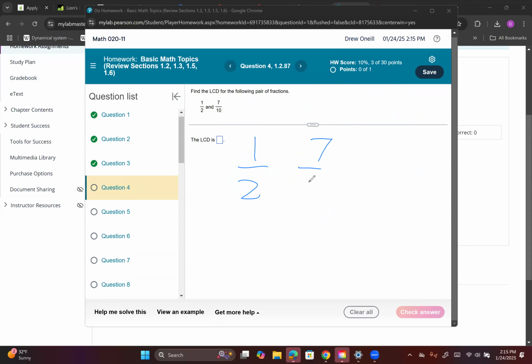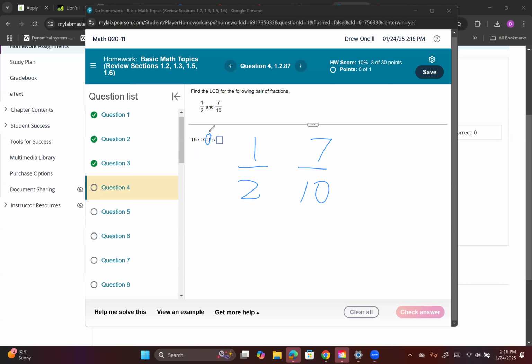1/2, 7/10. What's the LCD? Well, what's the least common denominator between 1/2 and 7/10? So we're really being asked about what? The numerators, which are the things on top, or the denominators? It's the denominators, right? Because D in LCD stands for denominator.